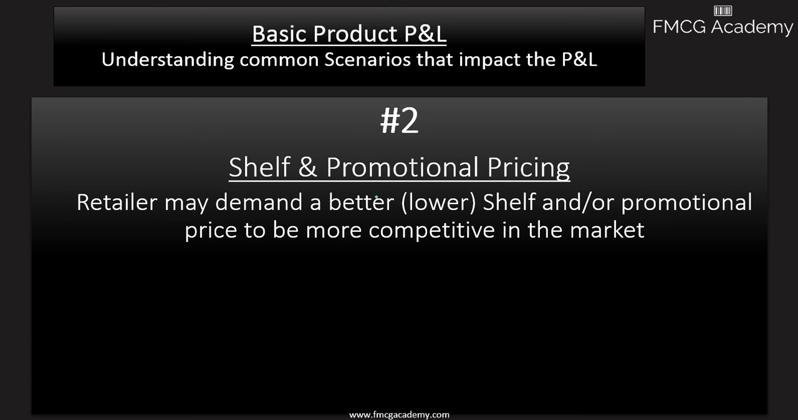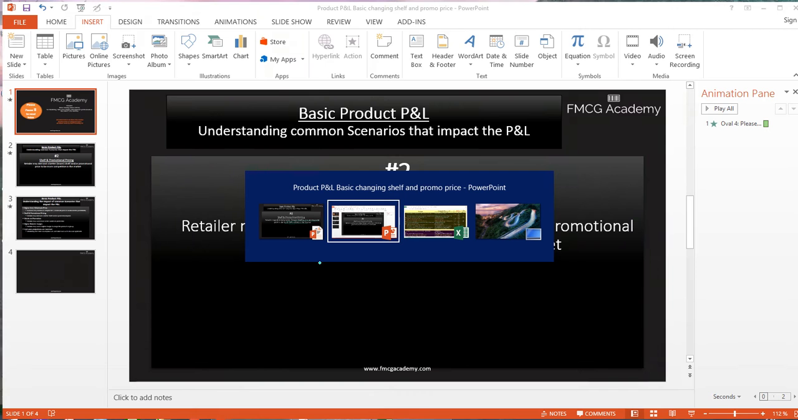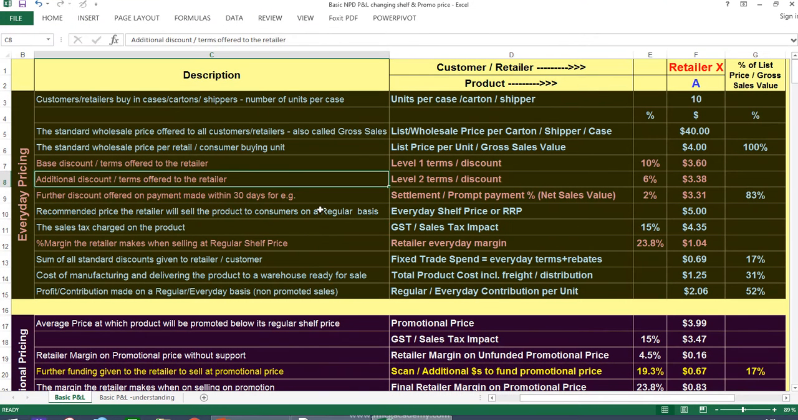So today's scenario is shelf and promotional pricing. The retailer may demand a better, which is normally a lower, shelf and promotional price. The retailer might say, look, the pricing you've submitted is not going to work. I need a lower shelf price. Normally the reason they give is to be more competitive in the marketplace, and that's the scenario we're going to try and explore. Let's run straight into Excel.